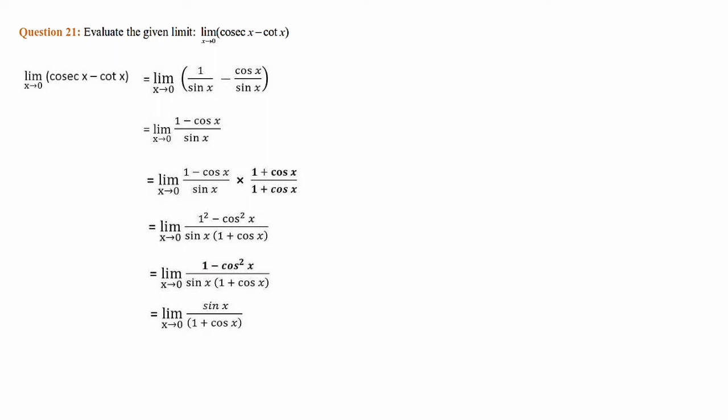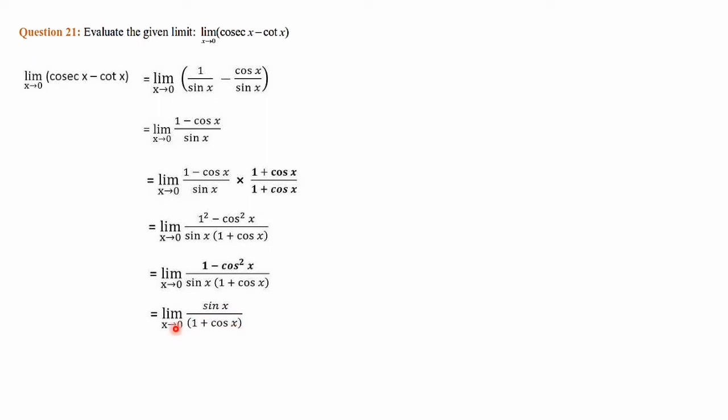Sin square x and one sin x can be cancelled from the denominator. Numerator is sin square x, denominator is sin x. When we cancel one sin x, the denominator sin x will be gone, and in the numerator there will be one sin x balanced. That is what is written here. If you want the step, you can add one more step here, or else you can just continue as it is. That is sin x divided by 1 plus cos x.